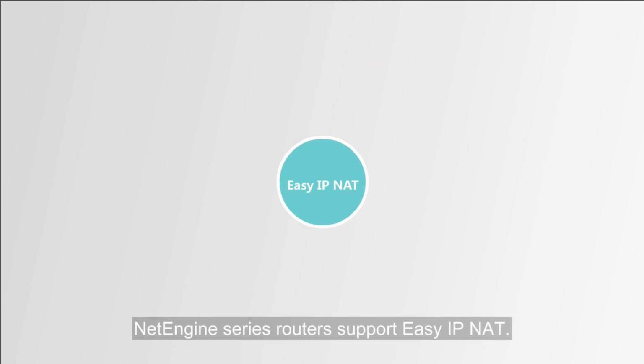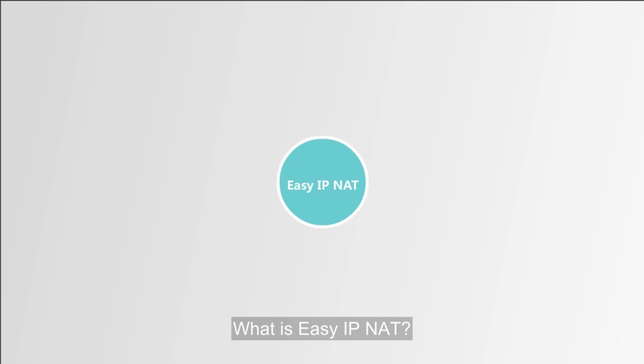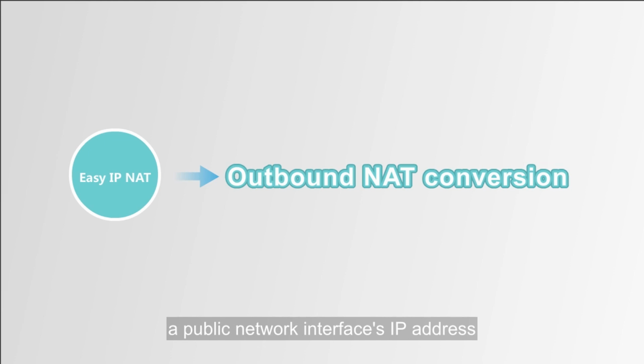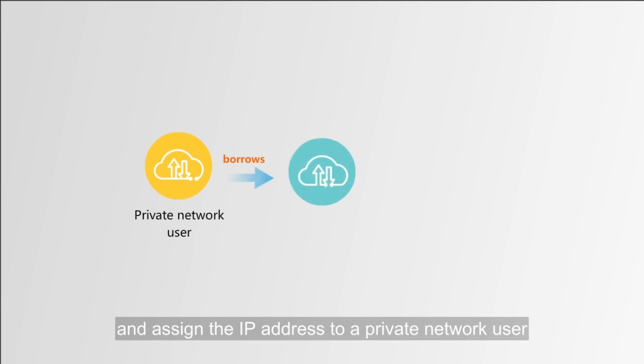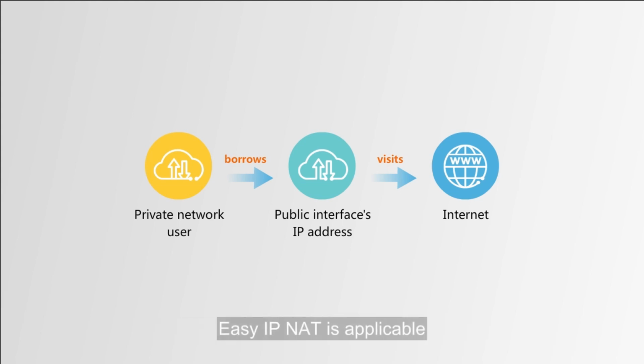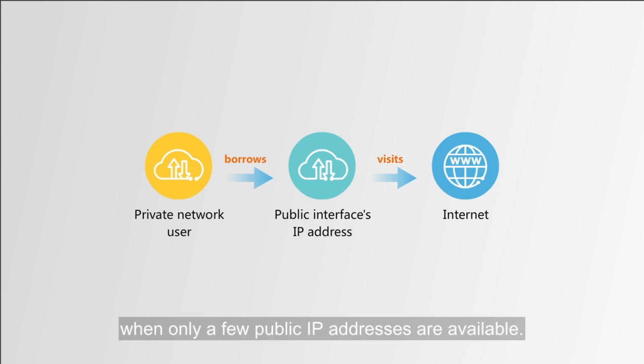Any router supports static routes. Routers support Easy IP NAT. What is Easy IP NAT? Easy IP NAT enables a NAT device to use a public network interface's IP address as an IP address in an address pool, and assign the IP address to a private network user so that the user can access the Internet.